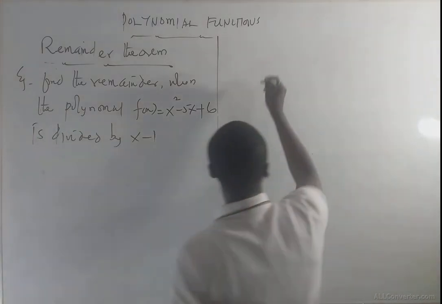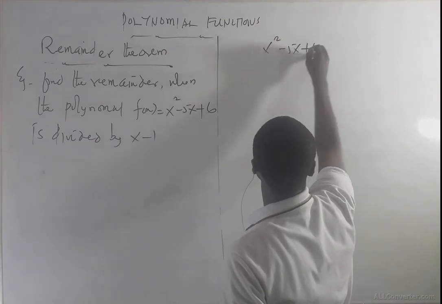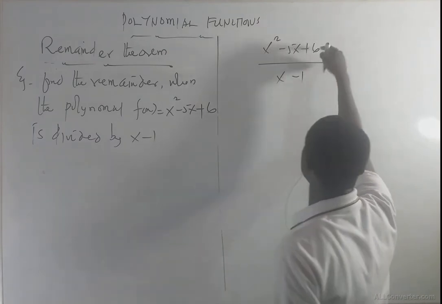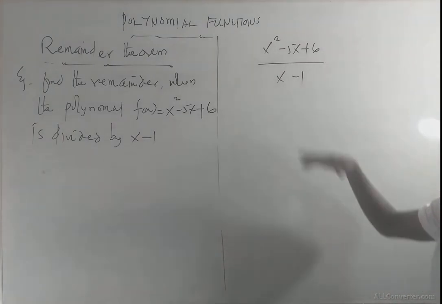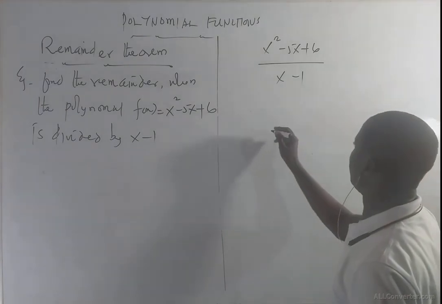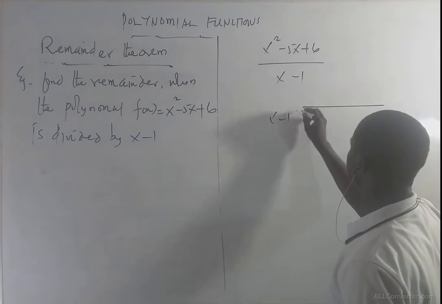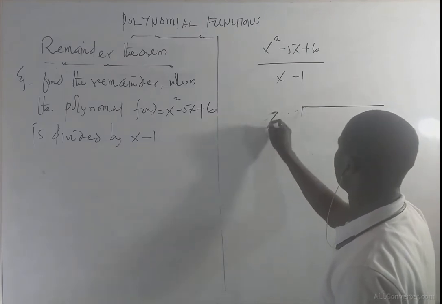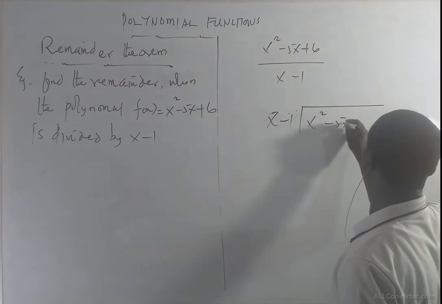Now, the polynomial is x squared minus 5x plus 6 divided by x minus 1. So x squared minus 5x plus 6 is our dividend, then x minus 1 is our divisor. And I guess by now you understand that based on what you did in the division of polynomials. Now, if you want to use the division of polynomial approach, the x minus 1 is the divisor outside. You have x minus 1, then the dividend is x squared minus 5x plus 6.